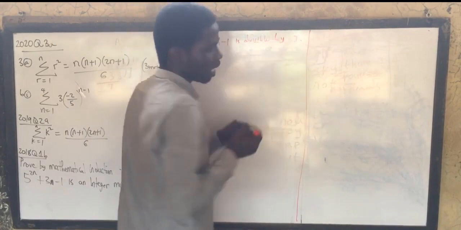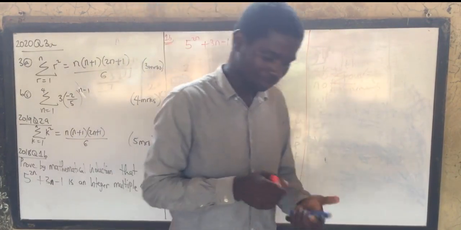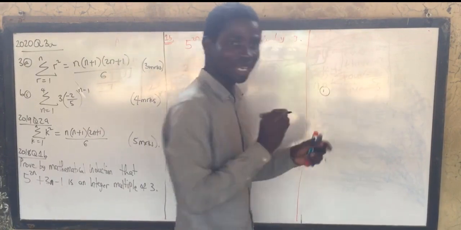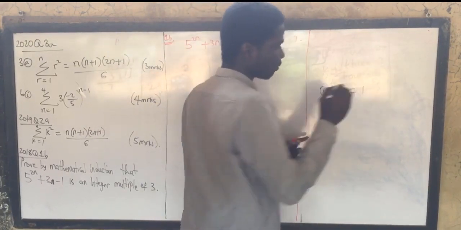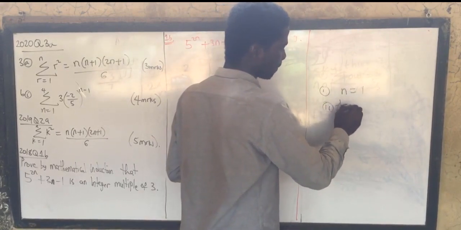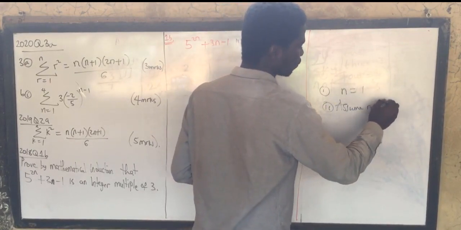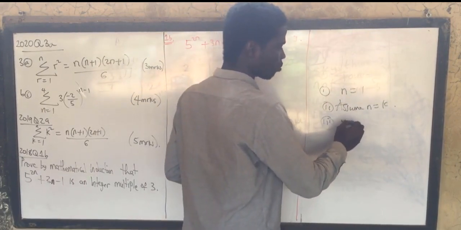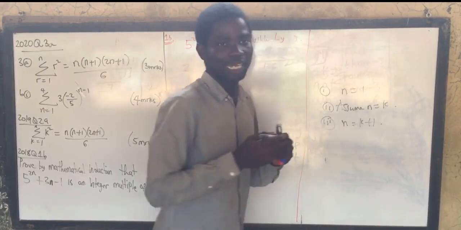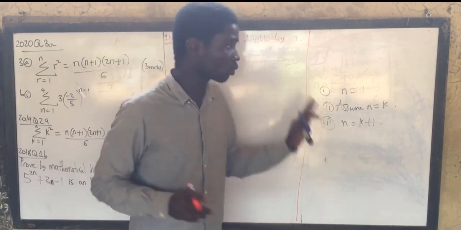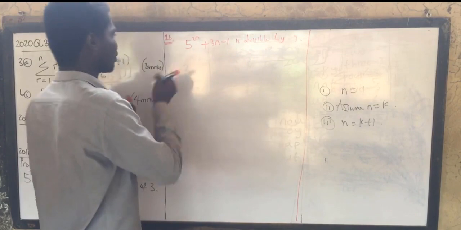So this one is divisible by 3. And don't forget the 3 steps. I've given you the 3 steps before. Number 1 is prove that it's true for n equal 1. Number 2, assume it is true for n equal k. Then lastly, prove for n equal k plus 1. So now, you are told to prove by induction, so start when n is 1.